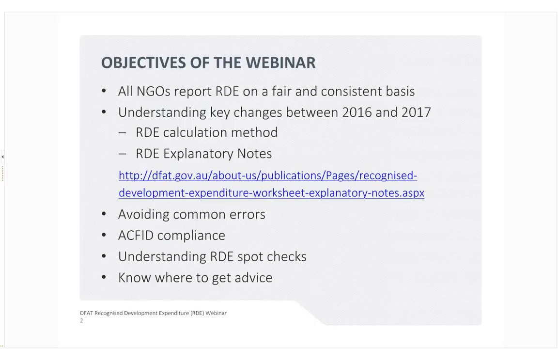Next, we're hoping to give you some hints and tips and point out some of the common errors that Sterling usually find when they're checking the RDE submissions, the common things that pop up. We also want to help you comply with ACFID requirements in the way that you report on your expenditure. We're going to explain the process of RDE spot checks, and then we'll give you contact points at the end so that you can get help or further advice on RDE between now and the 31st of March when the submissions are due.